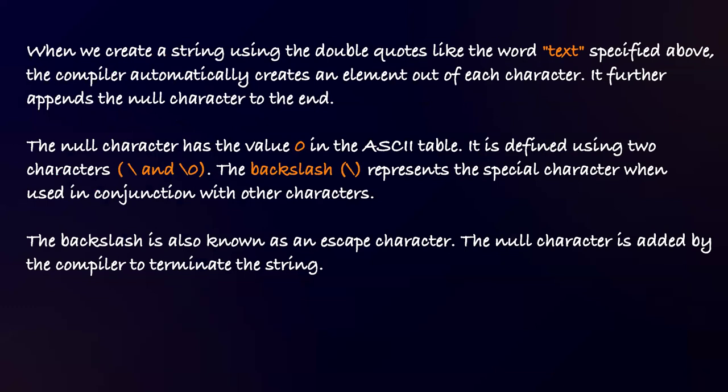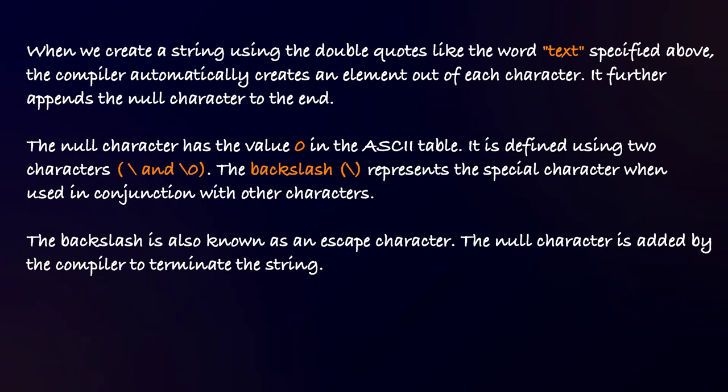Now, when we create a string using double quotes, like the word text, what are we doing differently? In the double quotes we put a word, for example text. The compiler automatically creates an element out of each character. It further appends the null character to the end. That's the automatic system, the null character is placed at the end. The null character has the value 0 in the ASCII table. Obviously, that is why it is called the null character. It is defined using 2 characters: the backslash and 0.